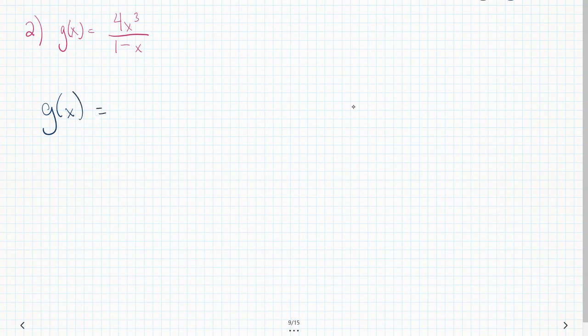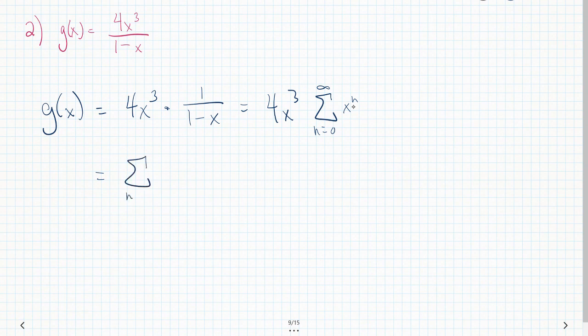So next one, g of x, we can use a similar idea. We still want to use that geometric series, but as written, we can't use it. So we'll rewrite this as 4x cubed times 1/(1 minus x). That is the same as 4x cubed times the summation n equals 0 to infinity of x to the n. The 4 is times every single thing in here, and x cubed is times every single thing in here. So you can bring those things inside the summation, and you get 4x cubed times x to the n.